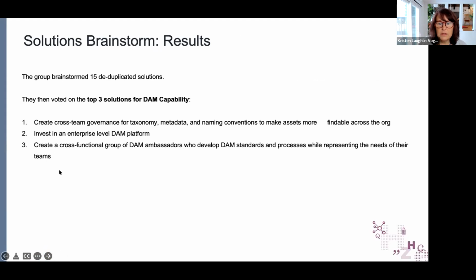So for this one, we got 15 deduplicated solutions. A lot of folks came up with similar solutions, which is great. 15 divided by 5 is 3. So we voted on 3 top solutions, which are listed here in order.